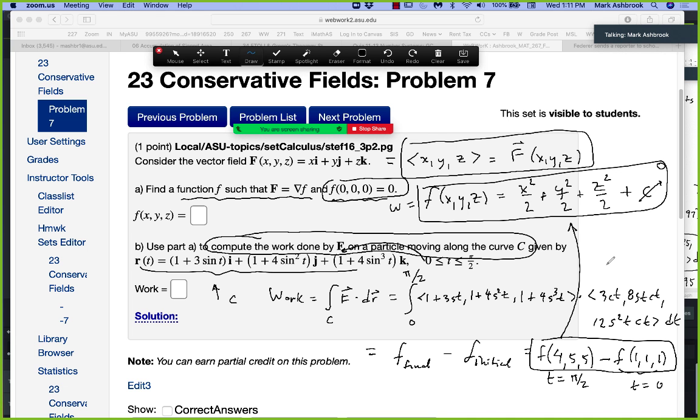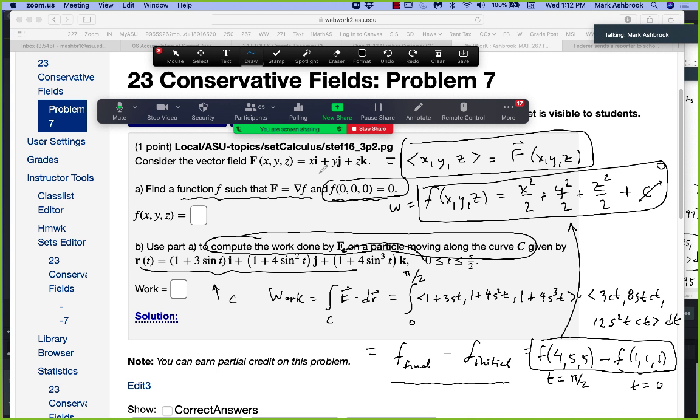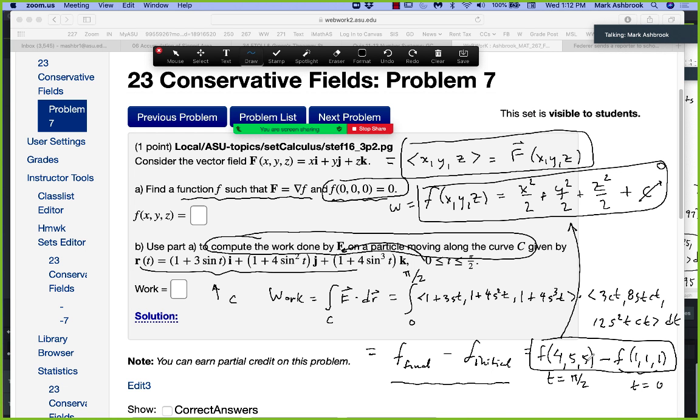Okay, so if this was not a gradient field, could we do this? Could we use the fundamental theorem of line integrals? No, because you can't find a potential function. If it's not a gradient field, there exists no function such that these are the partial derivatives. And if there's no potential function, then you can't do this, because this all depends on plugging in your starting and end points to the potential function.